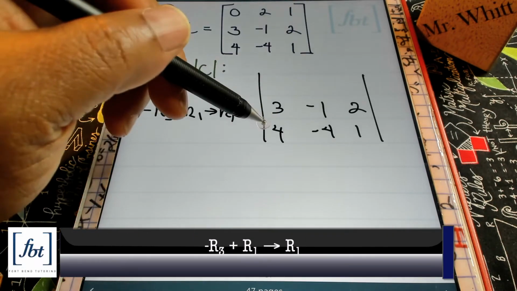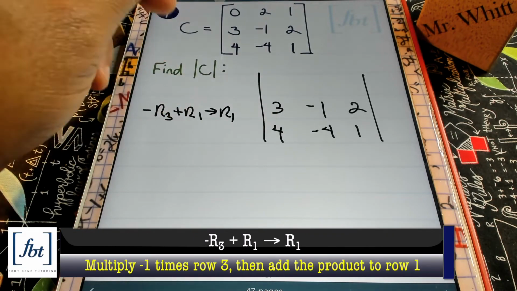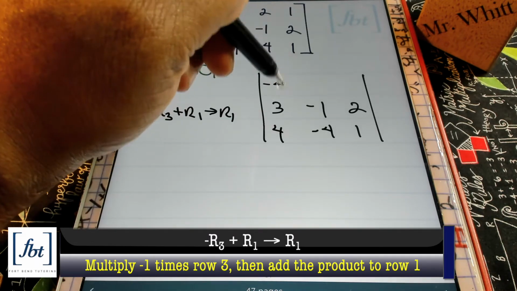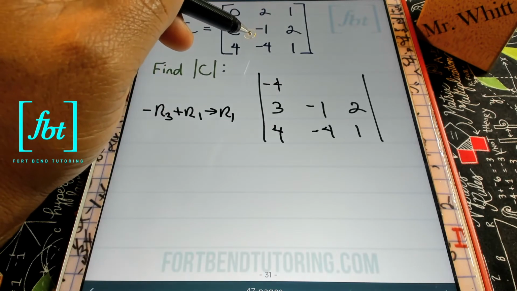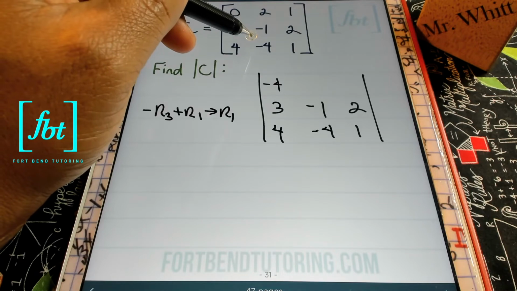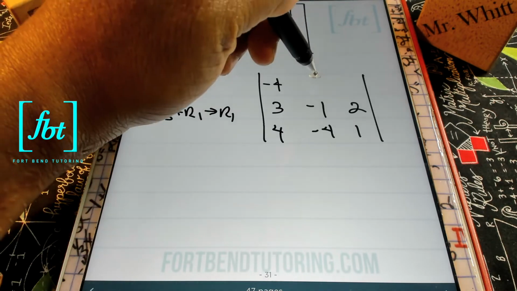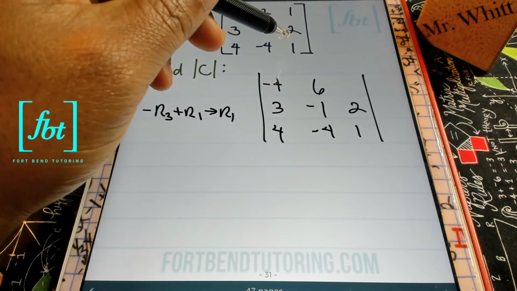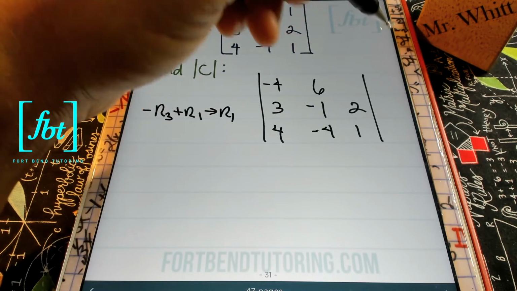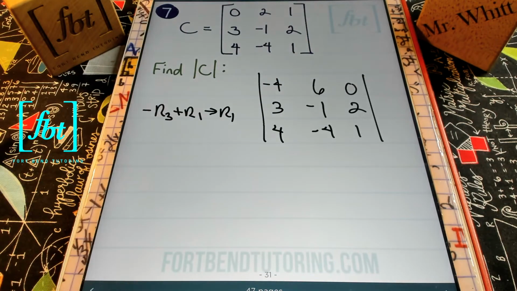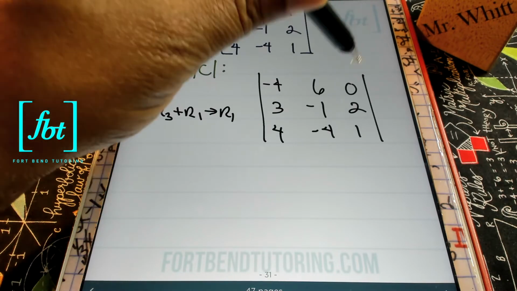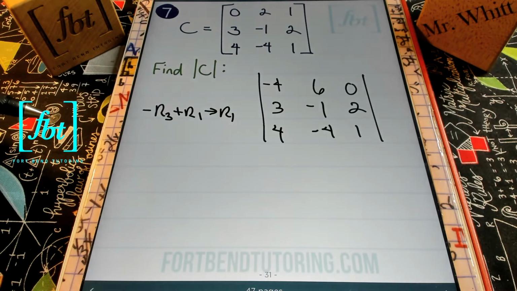So you'll have the opposite of 4 is -4. -4 plus 0 gives you -4. Then you'll have the opposite of -4 is +4. And then 4 plus 2 is 6. Then the opposite of 1 is -1. And -1 plus 1 gives you 0. So we're on our way to getting a triangular matrix with the 0 being in the upper right hand corner. All right, let's move on.